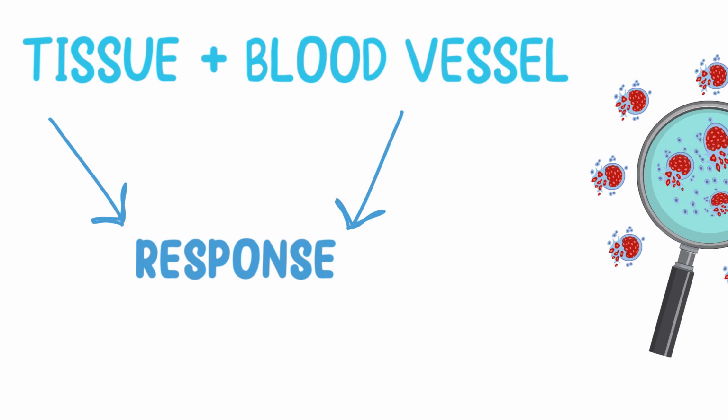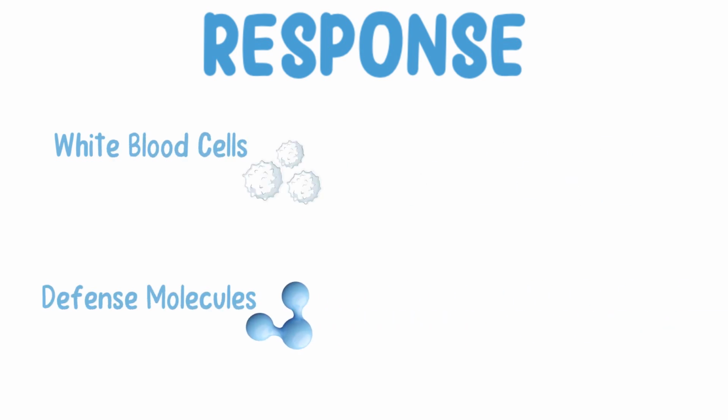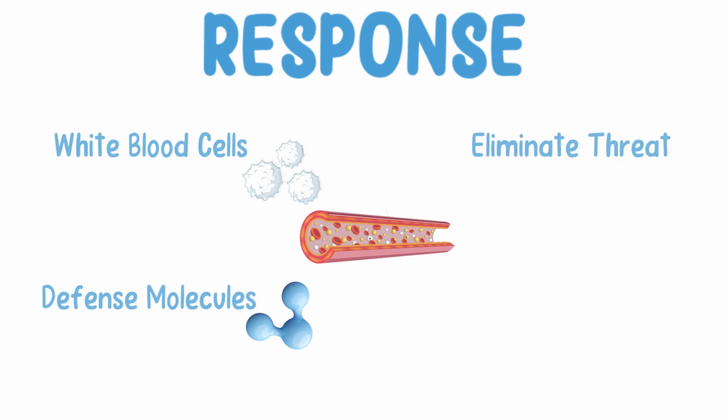So what exactly is inflammation? In simple terms, it's the body's response to harmful agents such as pathogens or damaged cells. The aim of this response is to bring white blood cells and defense molecules from the bloodstream to the affected area to eliminate the threat and begin the healing process.